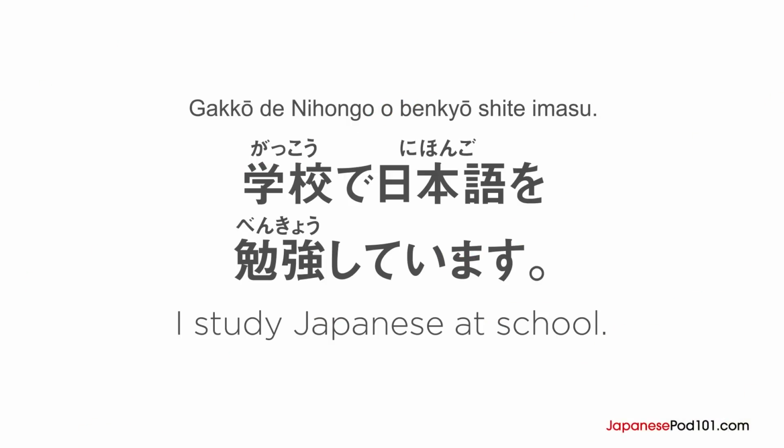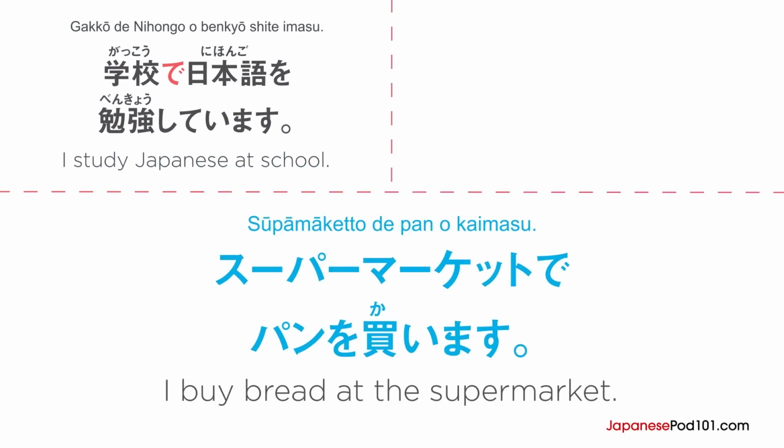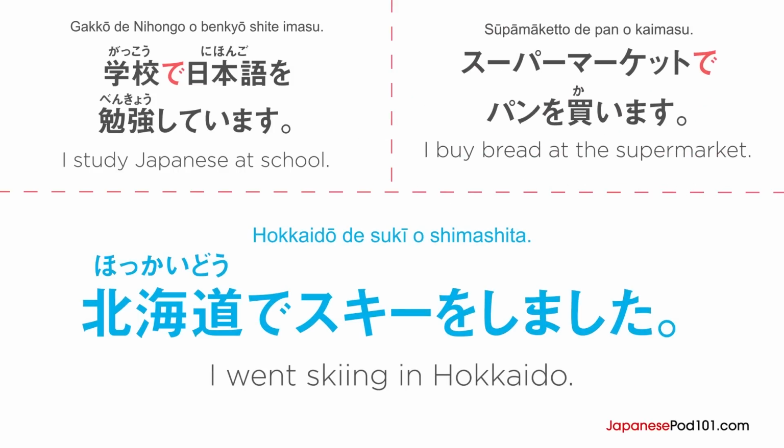Let's take a look at a few more examples. 学校で日本語を勉強しています. I study Japanese at school. スーパーマーケットでパンを買います. I buy bread at the supermarket. 北海道でスキーをしました. I went skiing in Hokkaido.